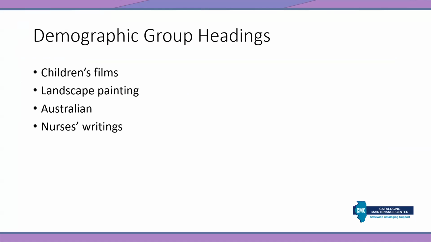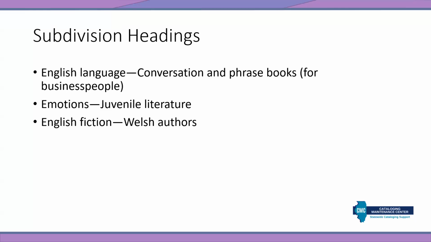All right. So these Library of Congress subject headings are a few examples of demographic group headings. We have children's films, landscape painting, Australian, and nurses' writings. So we have some subdivision headings. These subdivisions bring out the characteristics of the audience or the creators and contributors. The first two headings denote the audience, while the last heading denotes the characteristics of the creators.